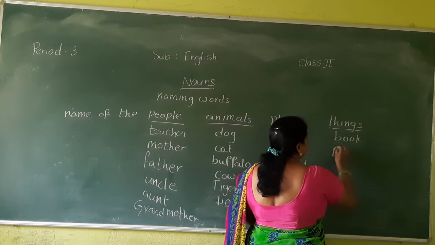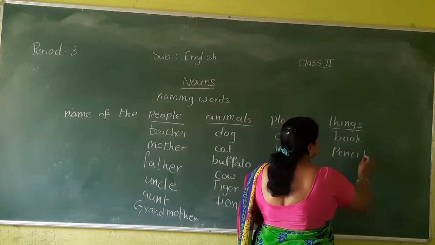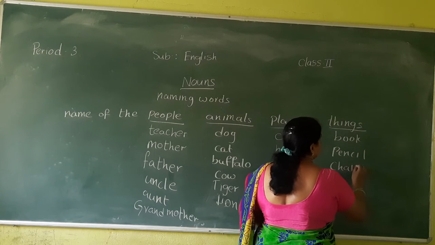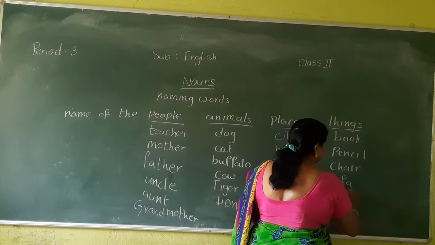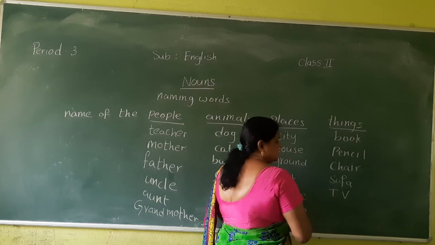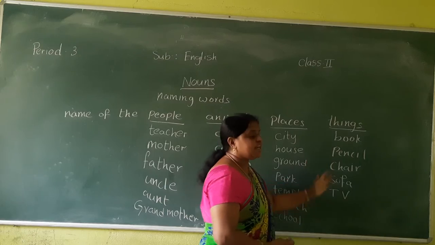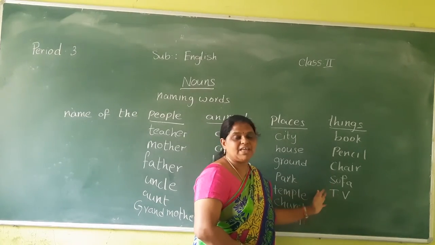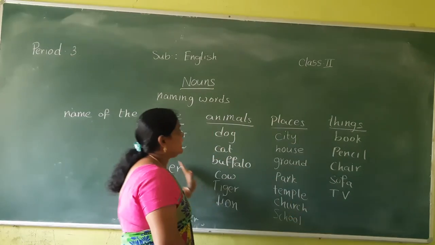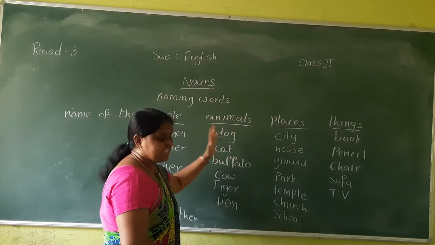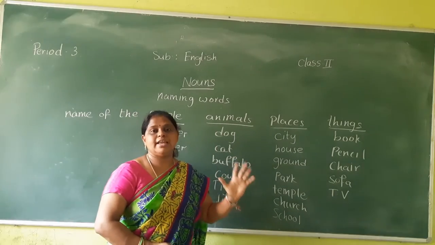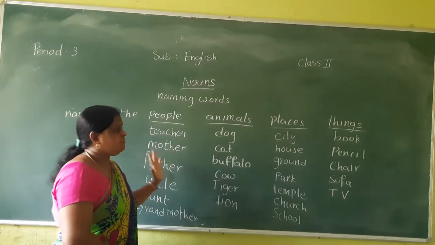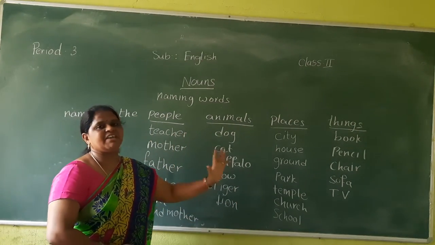Book, pencil, chair, sofa, TV. Next, TV, book. Like that. These are the names of the things. So like that, these are all names. We are using all these names for places, animals and people. So everything has a name we are giving.